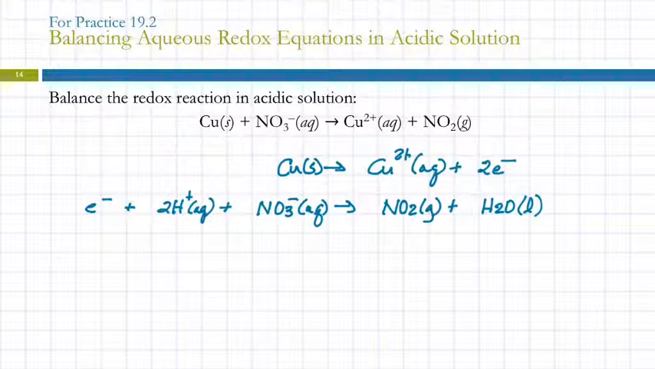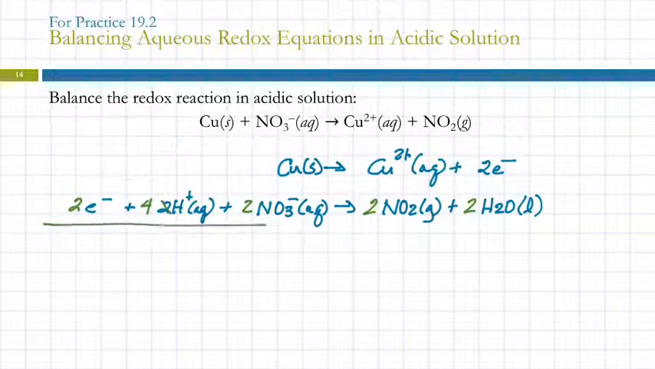So we need to add these together so that the electrons will cancel out. So we need to do some multiplying. We've got 2 electrons up here and only 1 down here. So if I multiply all the coefficients in that second equation by 2, then the electrons will work out. So that's a 2, this becomes 4, that's 2, and 2, and 2. I'm going to add these together. We've set it up so that the 2 electrons produced by the oxidation are gained by the reduction, and so they cancel out.